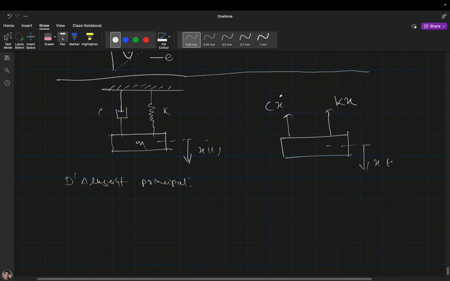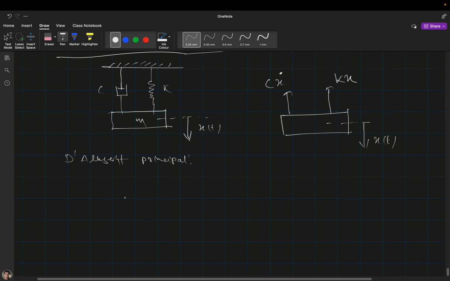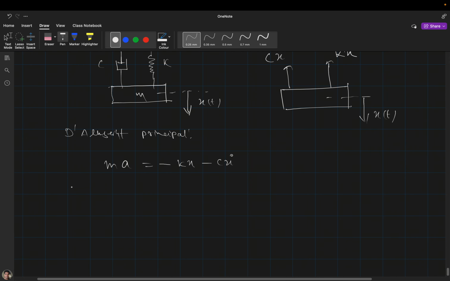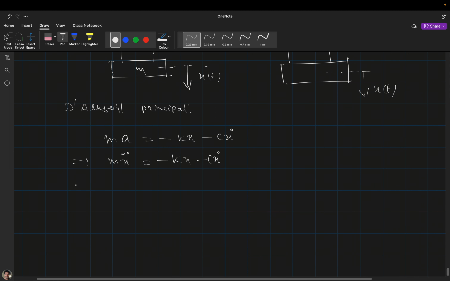Okay. So because of D'Alembert's principle, I can write ma equal to minus kx minus c x dot. In place of a, I can write m x double dot equal to minus kx minus c x dot. If you rearrange it, you will get m x double dot plus c x dot plus kx equal to 0.